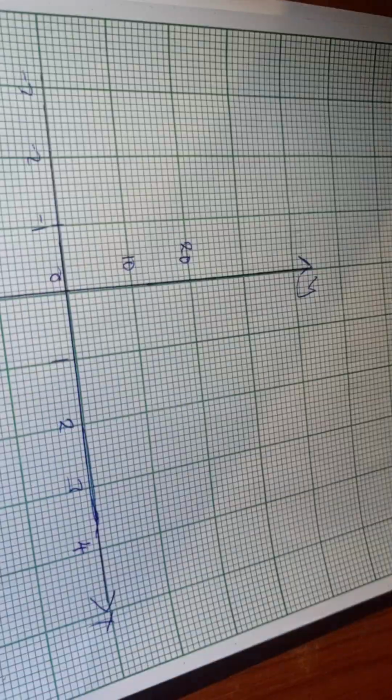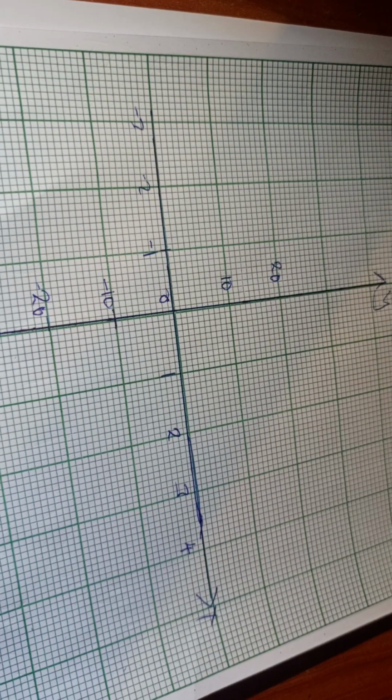Then the y-axis up to 20. Yes. So 10, 20. This is y, like this. Then now we start plotting. So we'll start with the first one.